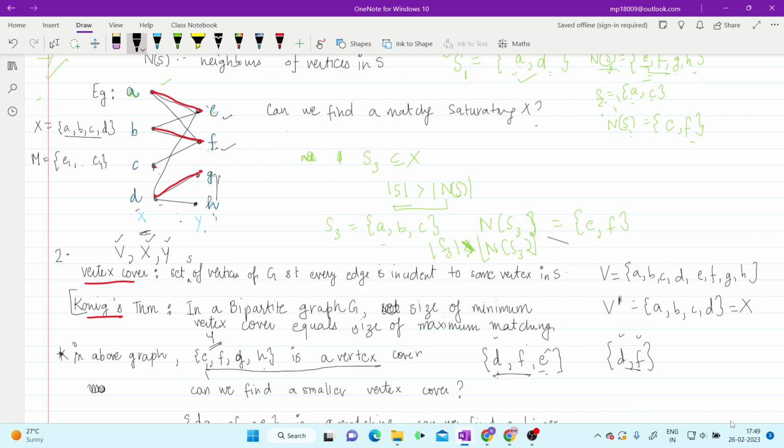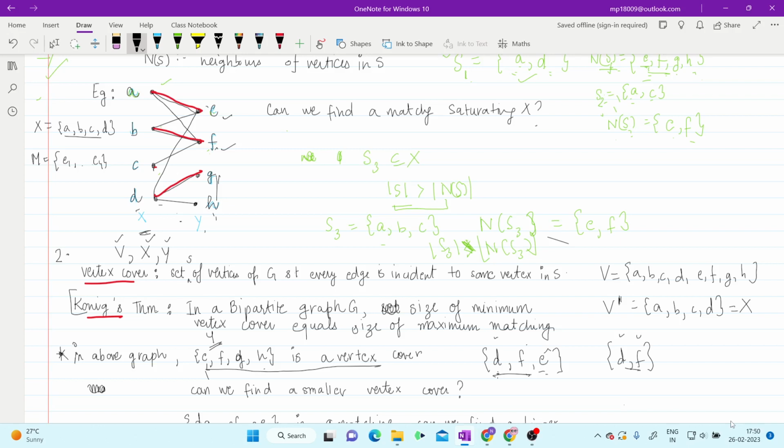Konig's theorem is saying that in a bipartite graph G, the size of the minimum vertex cover equals the size of the maximum matching. And we have found out that the maximum matching has size 3, and we have also found a vertex cover of size 3. So by Konig's theorem, we cannot have a vertex cover which has just 2 vertices. If you pick any 2 vertices from this graph, those vertices won't form a vertex cover.